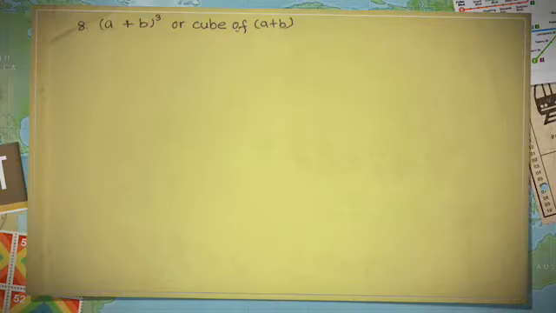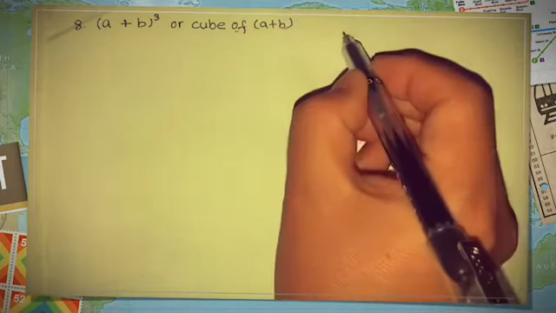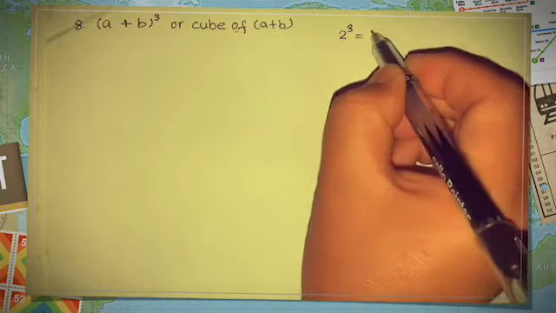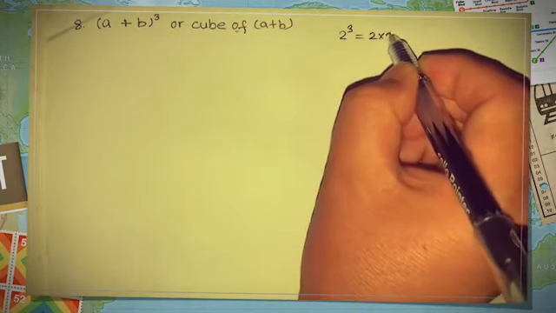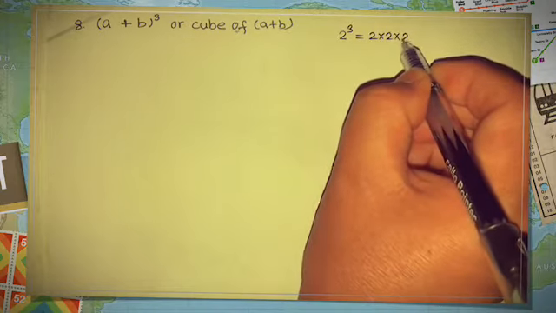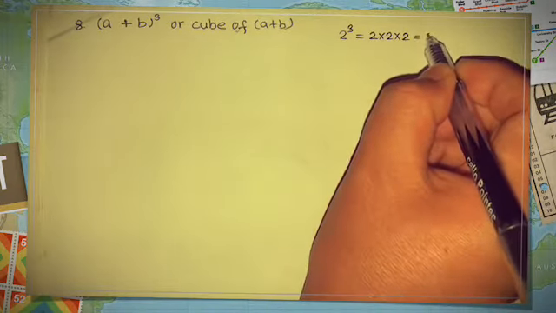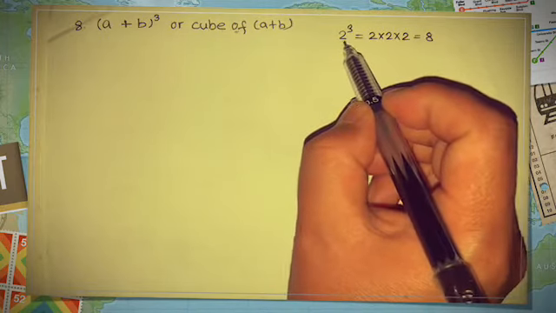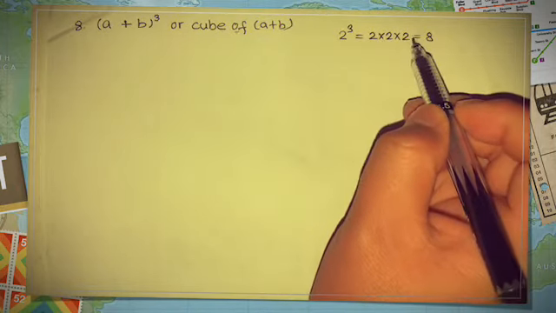Today we will read some identities of (a plus b) whole cube, or cube of a plus b. Let's see 2 cube. 2 cube is 2 multiplied 3 times, which gives 8. In this case, the cube of 2 is easily done here.